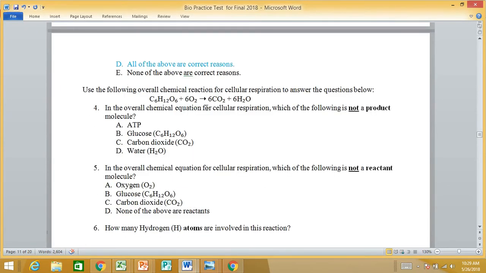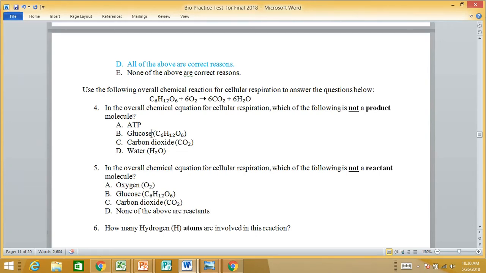Use the following overall chemical reaction for cellular respiration to answer the questions below. In the overall chemical equation for cellular respiration, which of the following is not a product molecule? So remember, our reactants are here, and here are our products. Within cellular respiration, this becomes carbon dioxide and water. And so it can't be carbon dioxide and it can't be water.